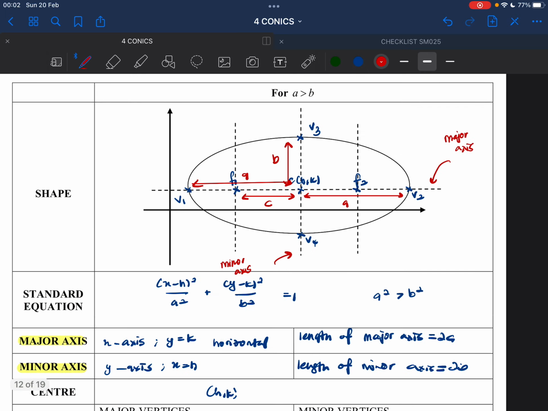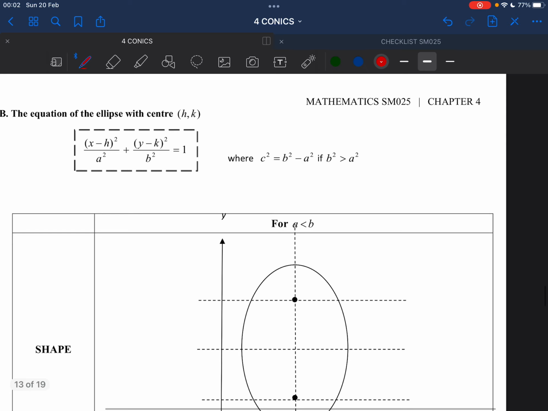Okay, so let's do the vertical shape here. The equation of the ellipse is still the same: x minus h squared over a squared plus y minus k squared over b squared. The only thing that will change here is the value of b squared and a squared. Here your value of b squared is greater than a squared, so your shape is going to be vertical. Sometimes it's going to be a less than b.